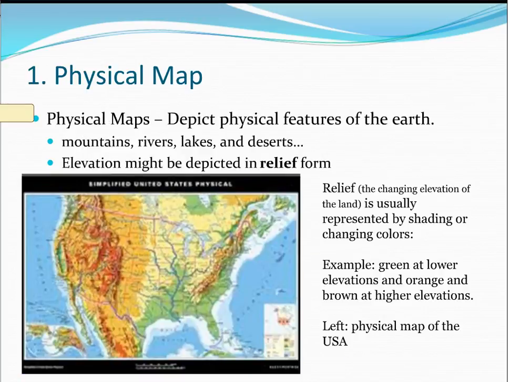Let's look at physical maps. Basically, a physical map depicts physical features of the Earth. So these types of maps will show you where mountains, rivers, lakes, and deserts are located. And elevation might be depicted in relief form. So relief is usually represented by shading or changing colors. And relief simply is the changing elevation of a land. So on this map, green indicates lower elevations, and you see a lot of that on the eastern side of the United States. And then orange and brown indicate increasing elevations.